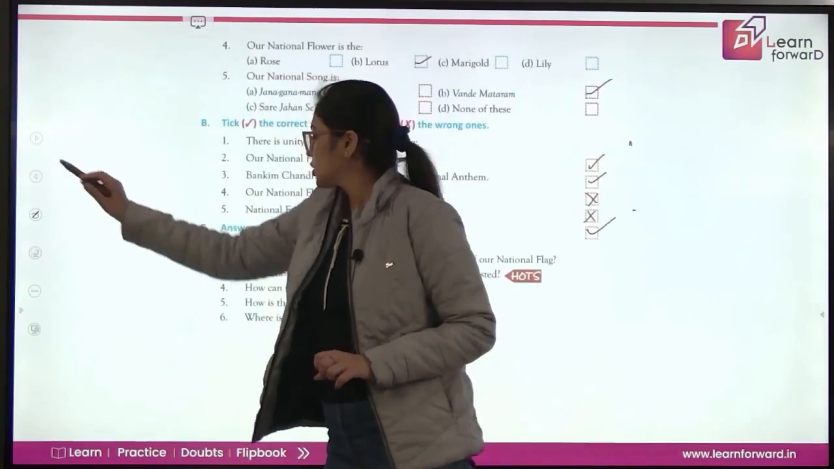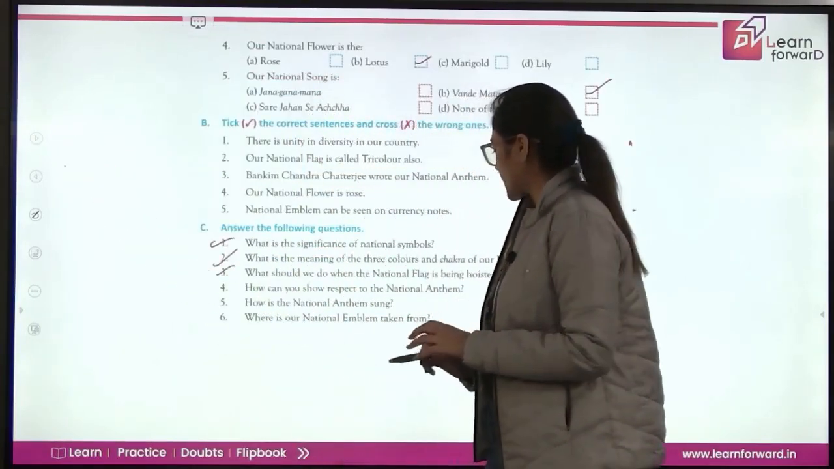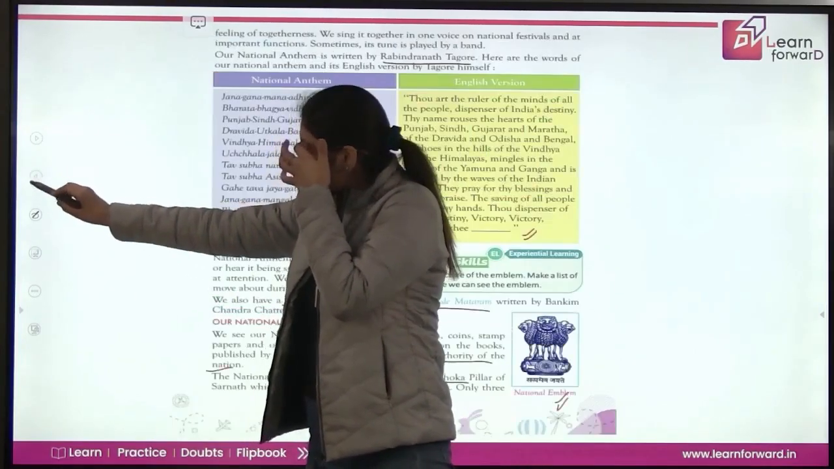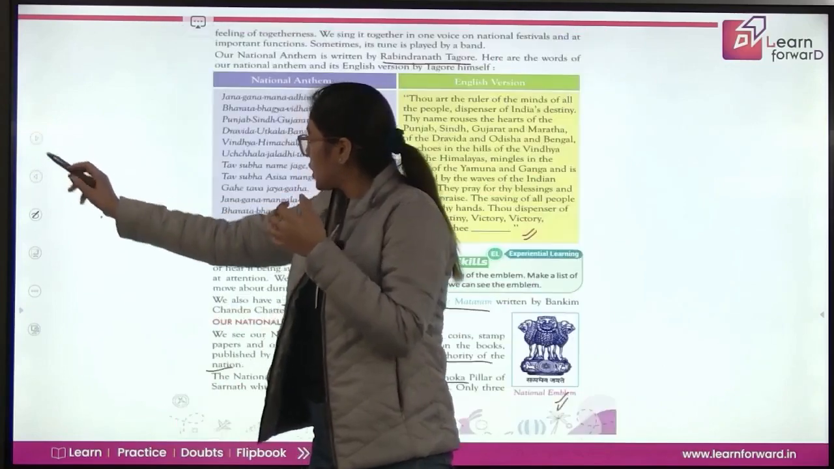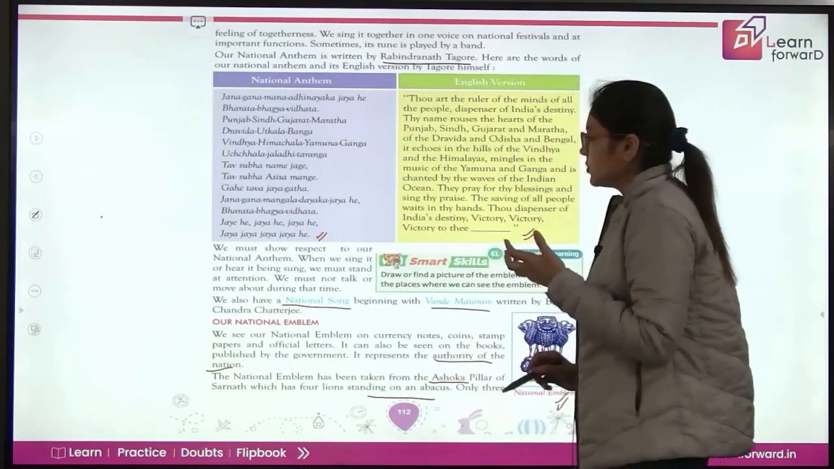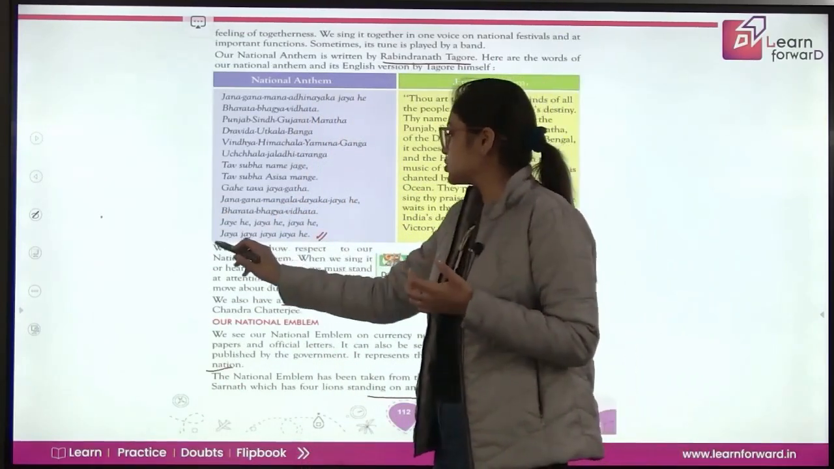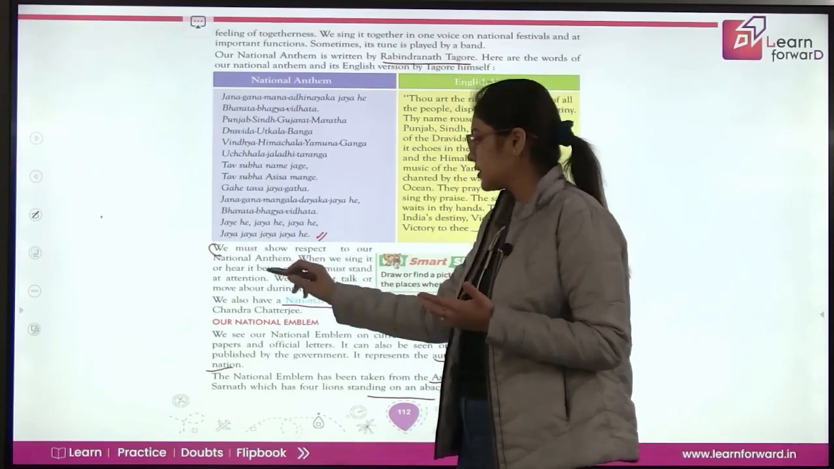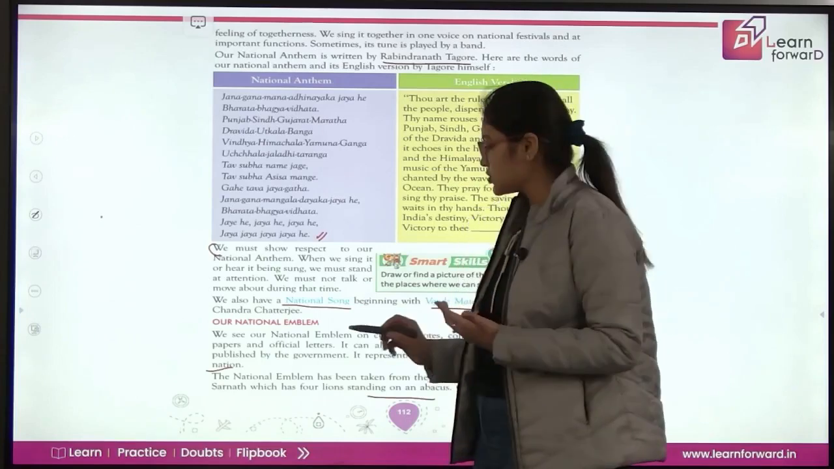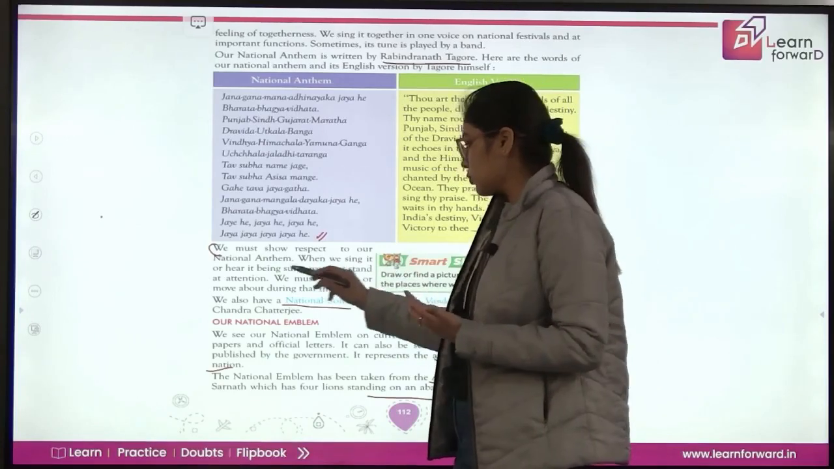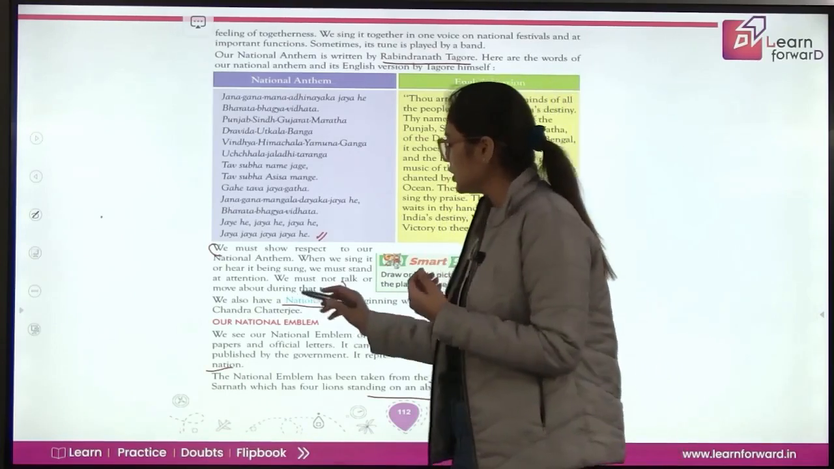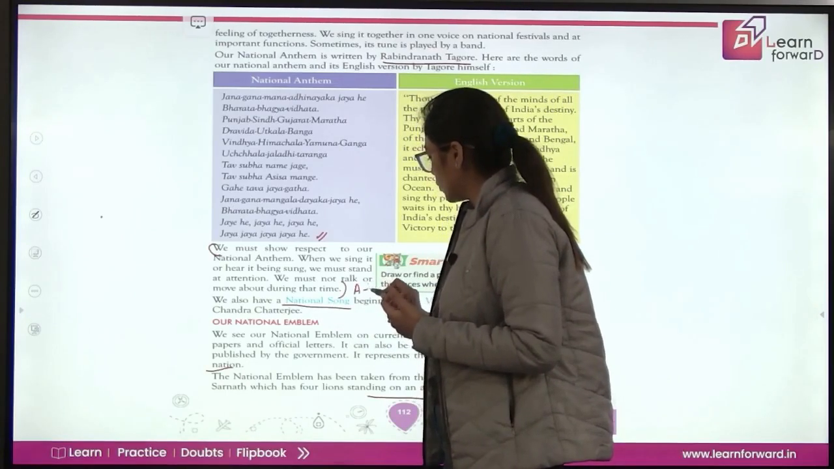Now, question number 4. How can you show respect to the national anthem? So, let's move to the second page. We must show respect to our national anthem. When we sing it or hear it being sung, we must stand at attention. We must not talk or move about during that time. So, that is how we can show respect to our national anthem. This is your answer number 4.